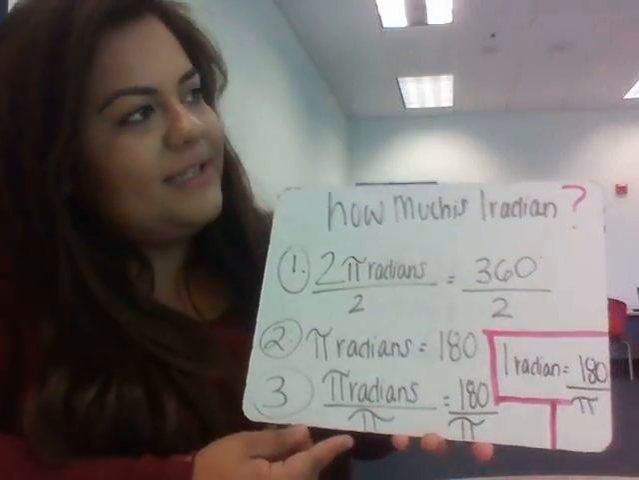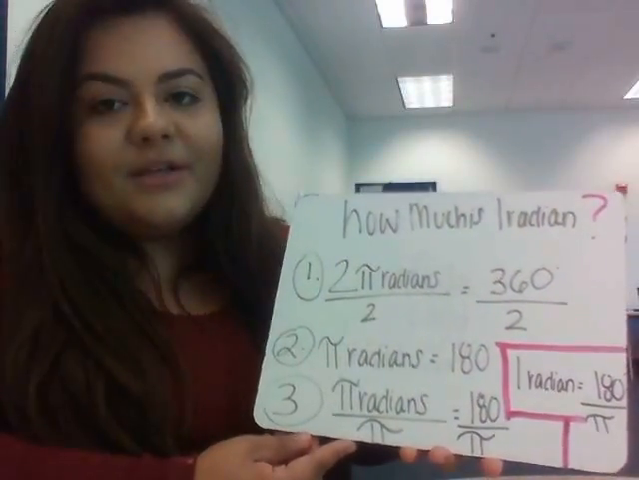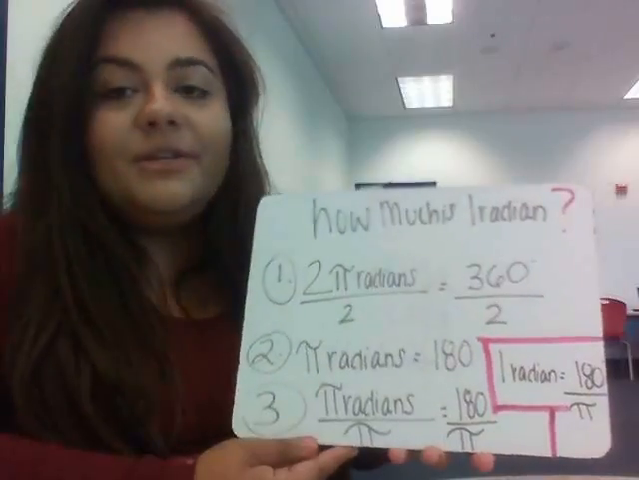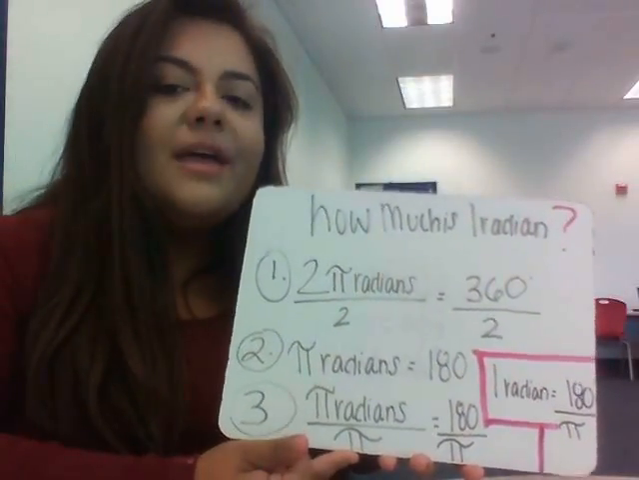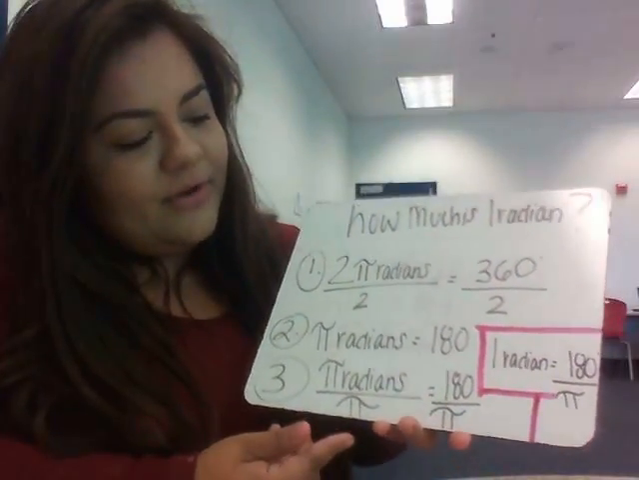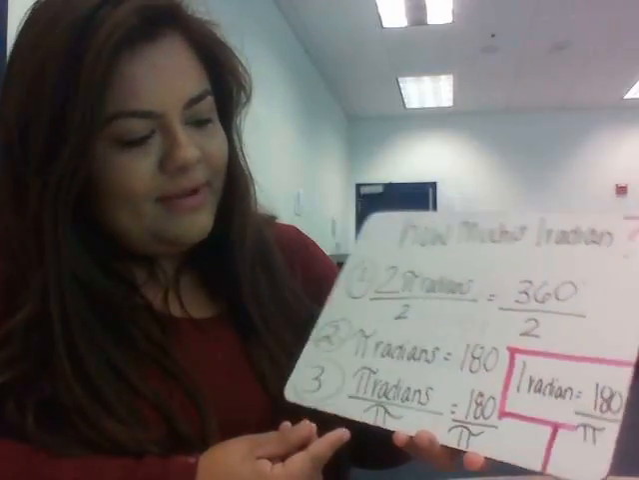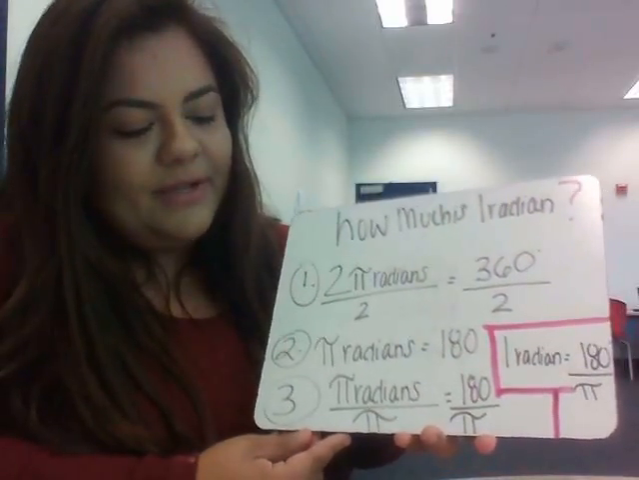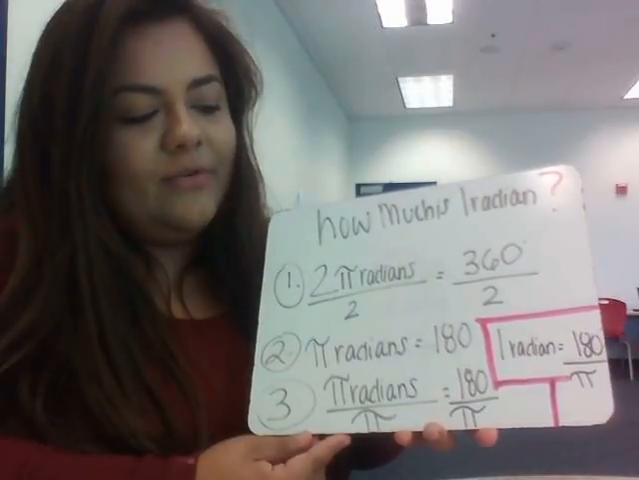Okay, so next is how much is 1 radian? So 2 pi radians over 2 is equal to 360 degrees over 2, and pi radians equals 180. And next, pi radians over pi is equal to 180 over pi.